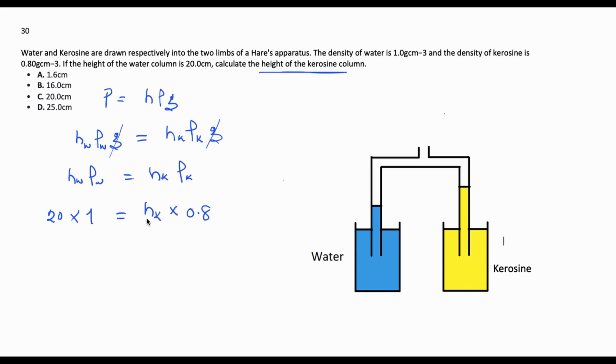So here we can make h_k the subject of the formula simply by dividing both sides by 0.8. So we have that h_k is equal to 20 times 1 divided by 0.8, and this is equal to 20 divided by 0.8. So the height of the kerosene column is simply going to be 25 centimeters. So our answer here is D.